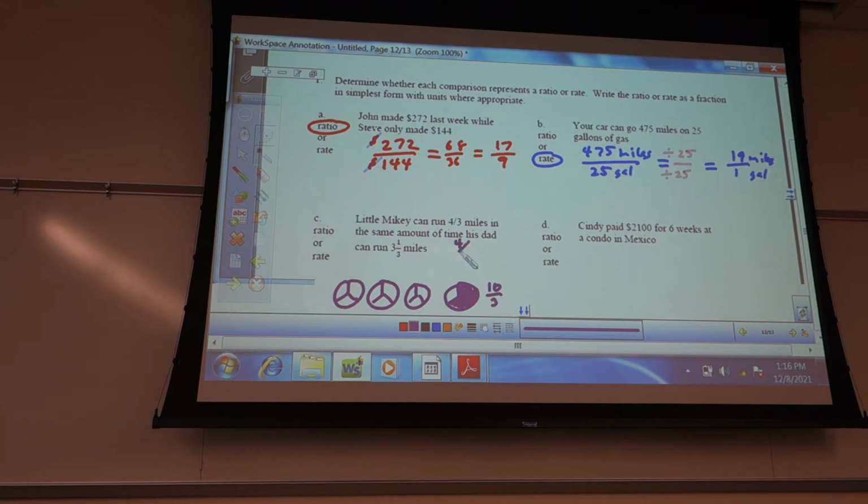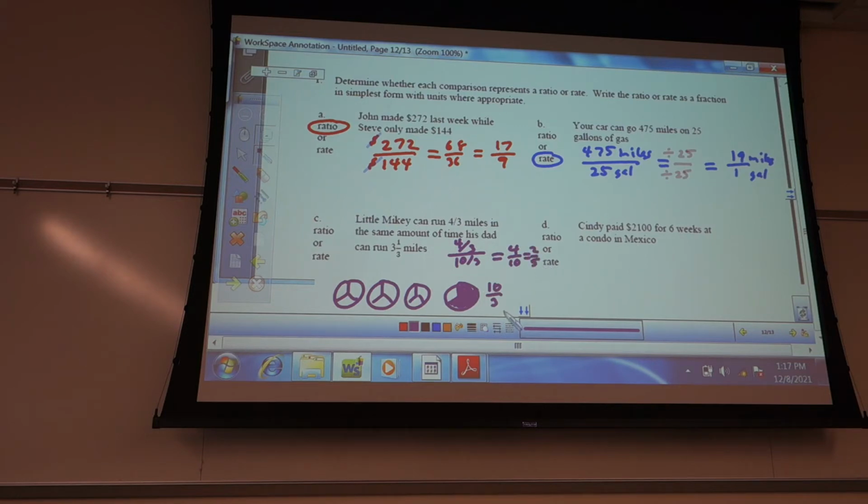So here I'm going to have 4/3 over 10/3, and they're both miles. So since they're both thirds, I can make that into 4 over 10. Does everybody understand why I did that? 4/3 compared to 10/3, they're both thirds. Same thing as 4 over 10. Can I reduce 4 over 10? Yeah, by 2. Divide by 2, and I get 2 over 5.